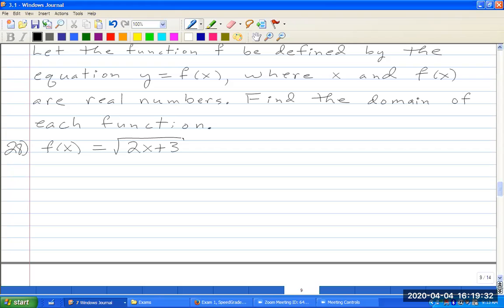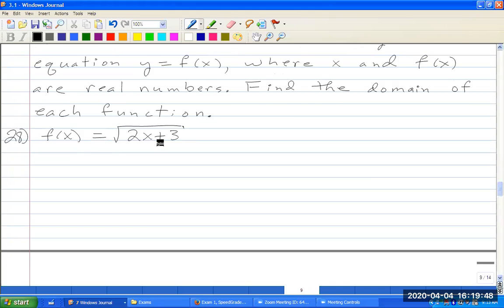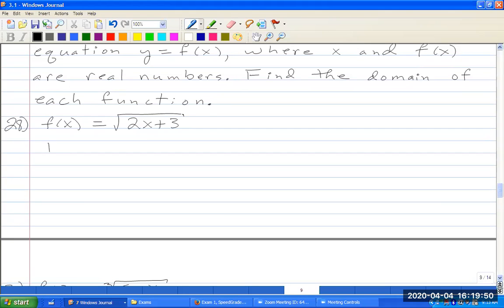So let's input some real number and get an output of a real number. Well, we're not dividing by 0, so I don't have to worry about dividing by 0, but I do have to worry about taking the square root of a negative number. And so to determine my domain, I do not want to take the square root of a negative number. So I want that what's inside the square root is greater than or equal to 0.